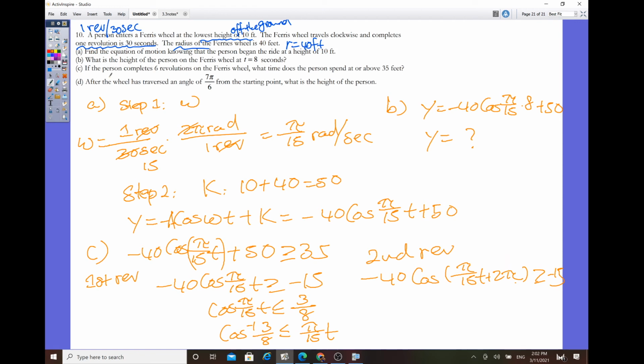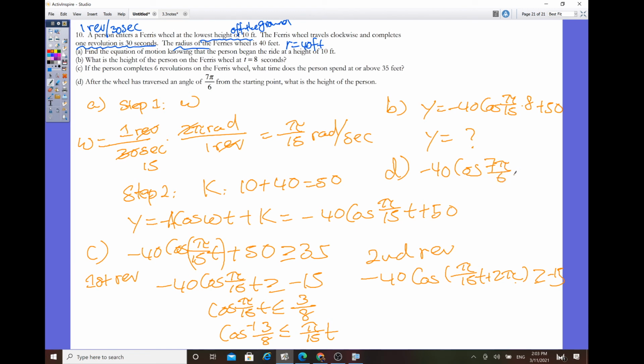Okay, and now what about for D? After the wheel has traversed an angle of 7 pi over 6. This one is one of the interesting ones. So if the angle is 7 pi over 6, t is the time, and if you multiply the time by pi over 15, you'll get the angle. Angular velocity times the time gives you the measure of the angle. So for part D, it's negative 40 cosine of that angle, 7 pi over 6.